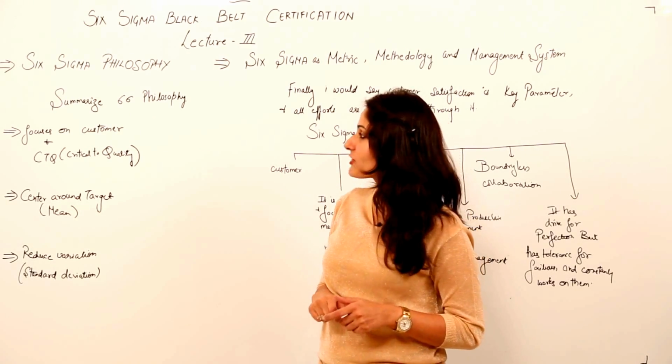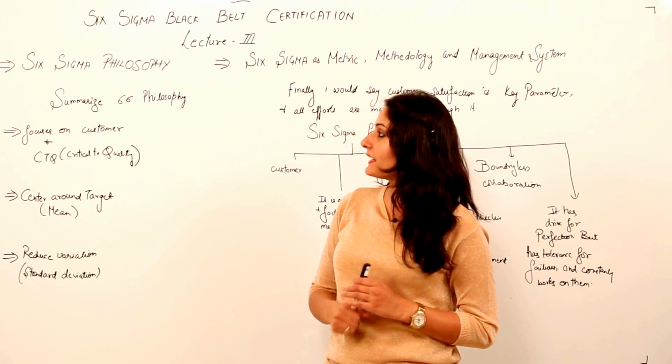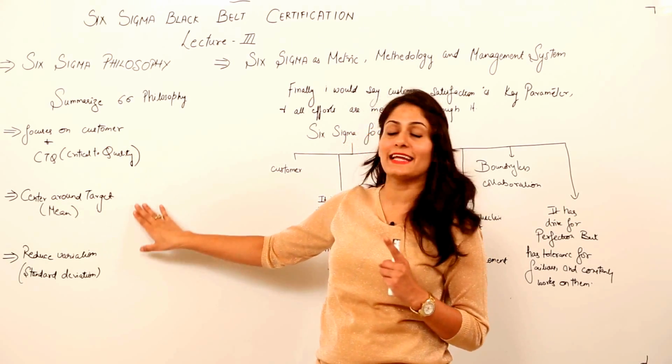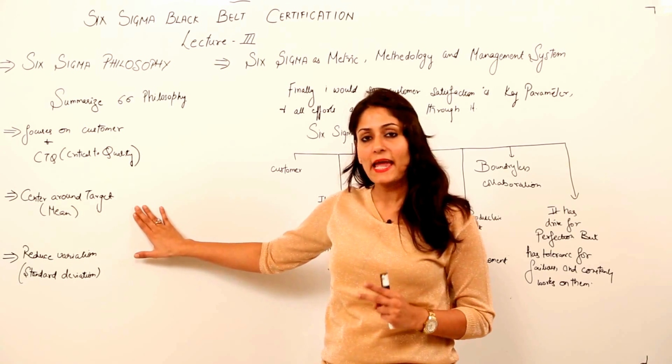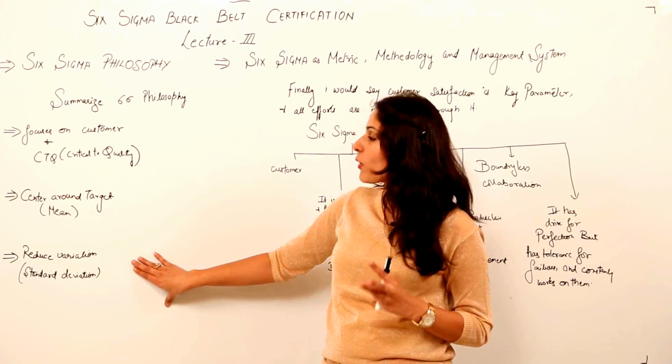So, if I have to summarize the Six Sigma philosophy, I would conclude that it focuses, number 1, on the customer; number 2, it's centered around target or mean; and number 3, to reduce variation. Now let's take them one by one.